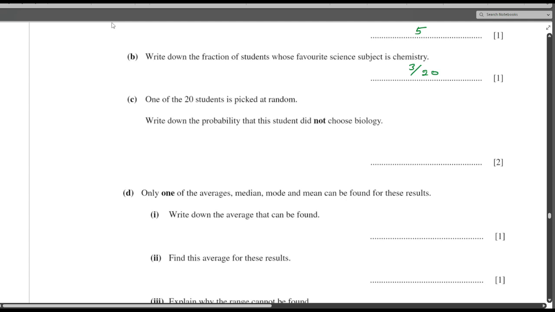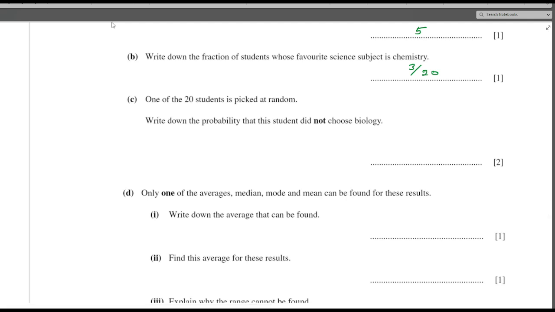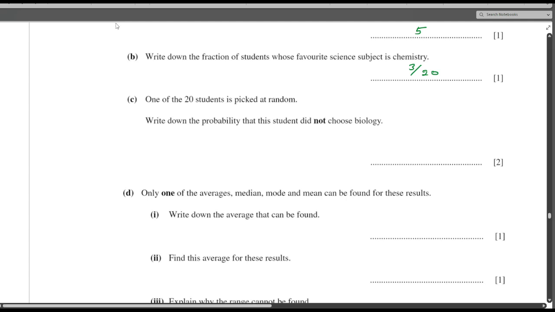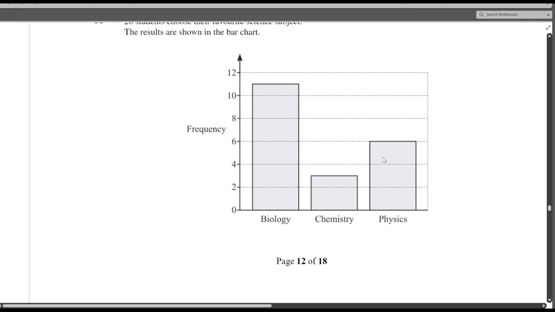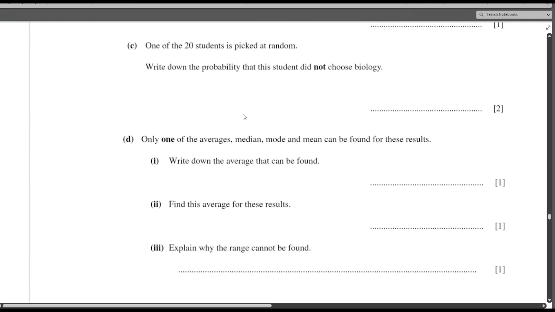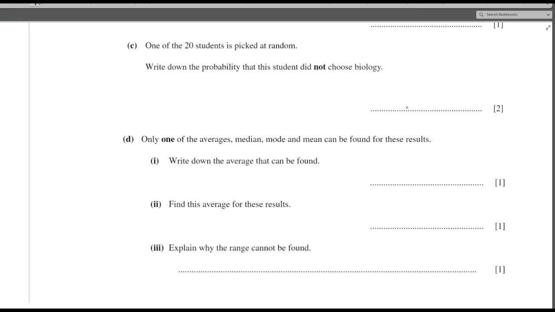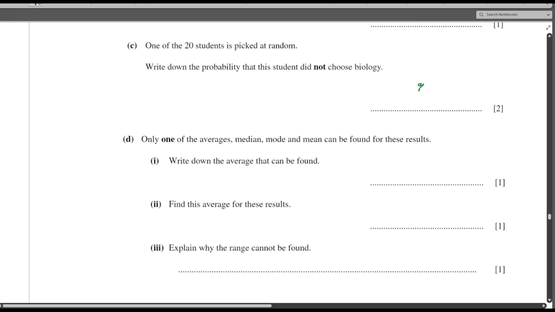One of 20 students is picked at random. Write down the probability that this student does not choose biology. So does not choose biology means the student either chooses chemistry or physics. So like this I have 9 students, so I will say that the probability that the student did not choose biology is 9 divided by 20.